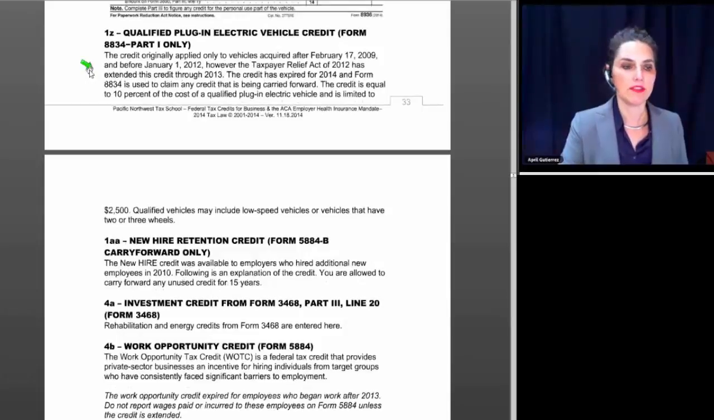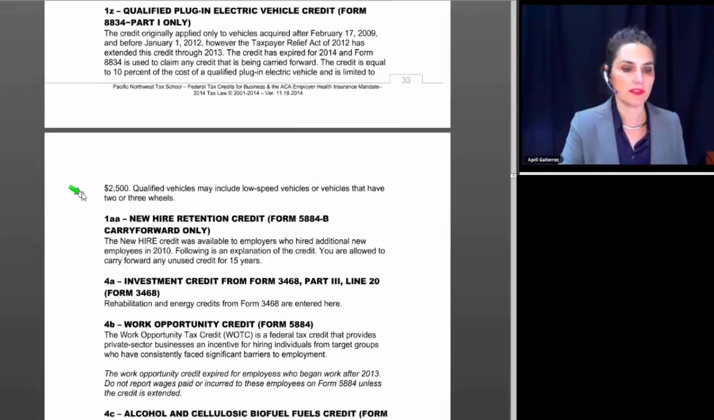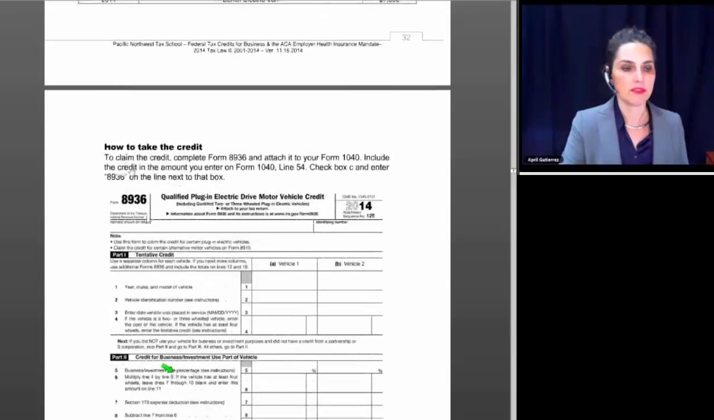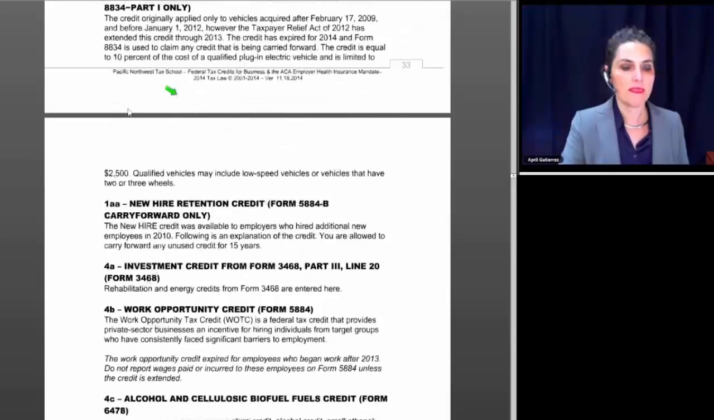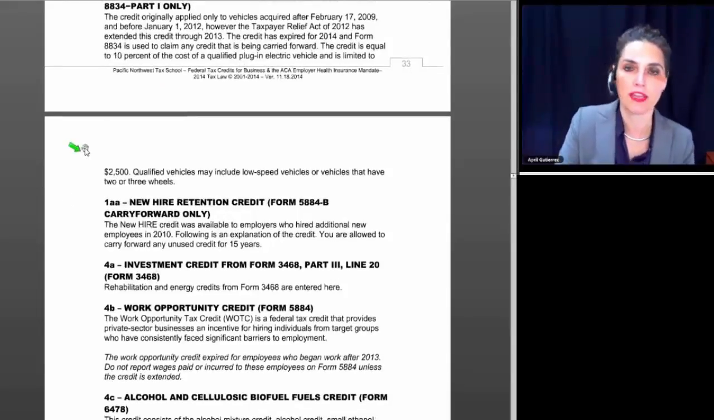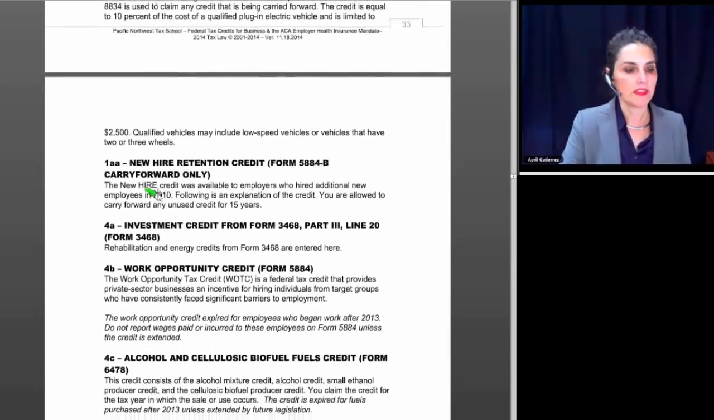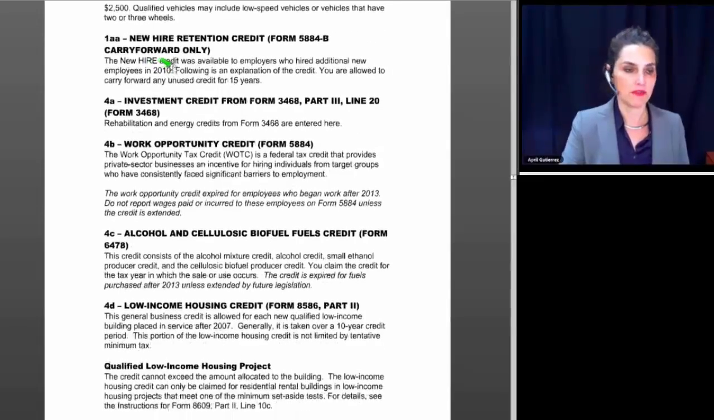Moving on, line 1Z is the Qualified Plug-in Electric Vehicle Credit. This credit originally applied only to vehicles acquired after February 17, 2009, before January 1, 2012. However, the Taxpayer Relief Act of 2012 extended the credit through 2013. As of 2014, it has expired, and Form 8834 is used to claim any credit that is being carried forward. The credit is equal to 10% of the cost of a qualified plug-in electric vehicle and is limited to $2,500. Unlike the credit on the preceding page that's claimed on 8936, this credit actually applied to smaller 2- and 3-wheeled vehicles, and it's basically completely expired except for carry-forward provisions.